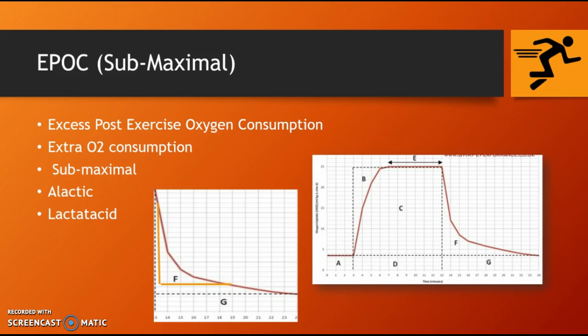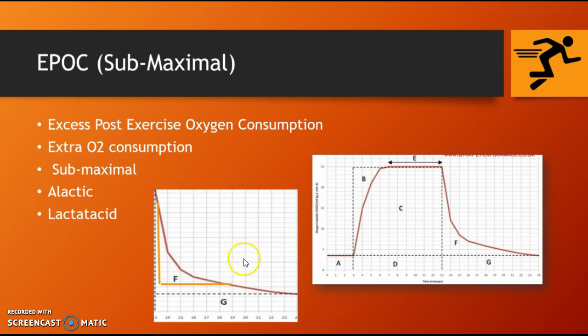So here we have EPOC. This is during submaximal exercise, not maximal, to start off with. So what is EPOC? EPOC is basically the excess post-exercise oxygen consumption. In short, it's the extra oxygen consumed after exercise, basically to help us drop back down to our resting values.